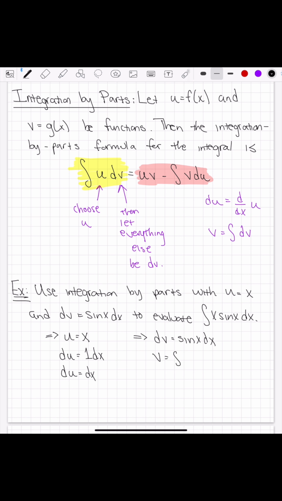So then v is the integral of dv. We literally have to integrate sine x dx, which you should have on your antiderivative formula. So remember, the antiderivative of sine is negative cosine. So that's what v was equal to.